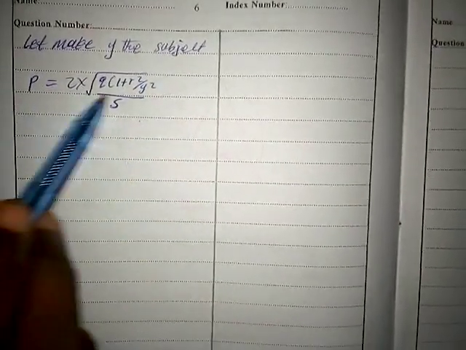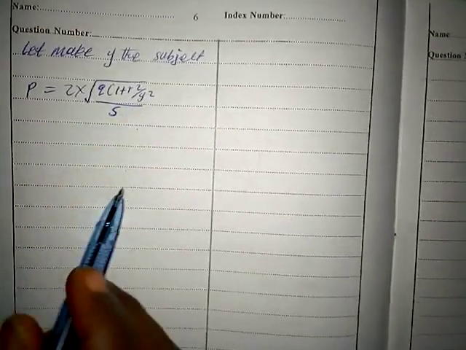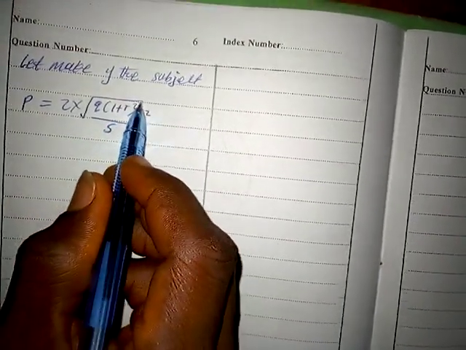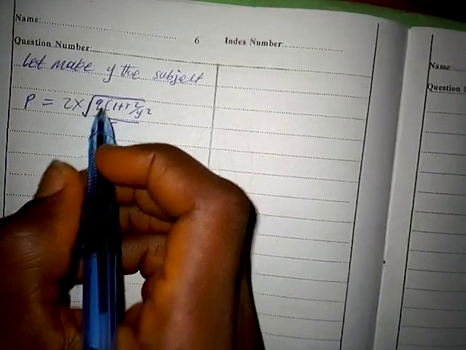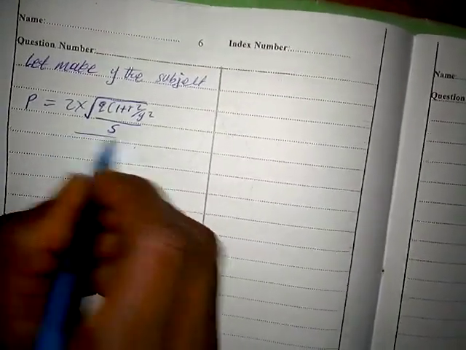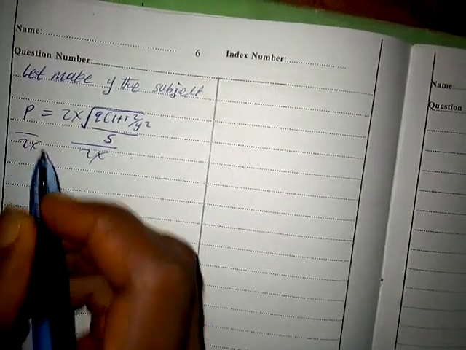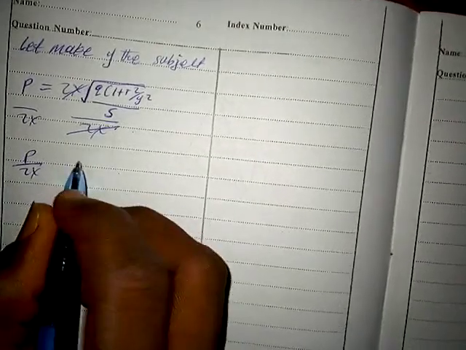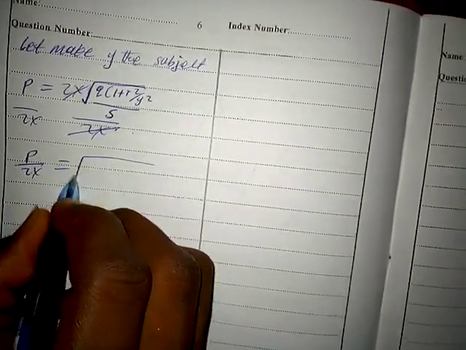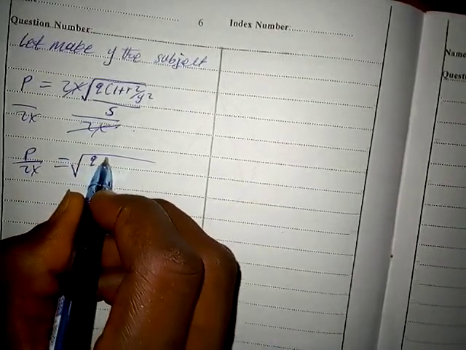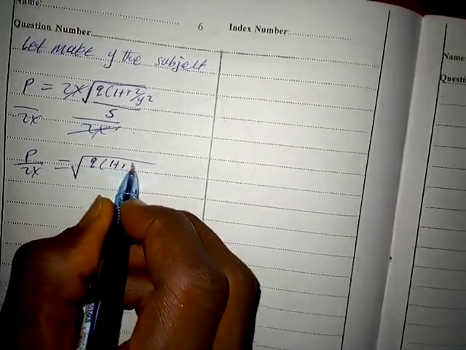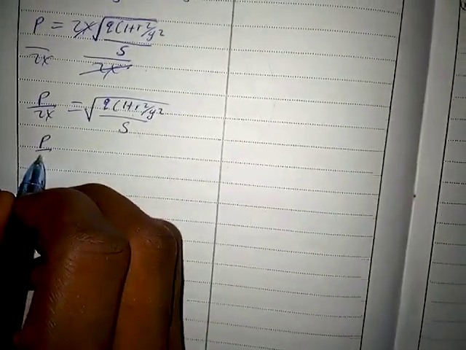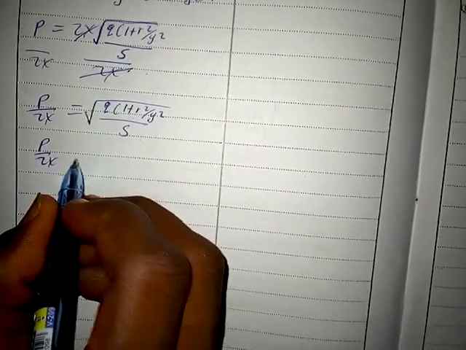Make y the subject, which is this y. Before we do that, you see here, this division is inside the root. What are we going to do? First, we divide both sides by 2x. 2x cancels 2x, and we see p upon 2x is equal to the root of Q into 1 plus r square upon y square, upon s.